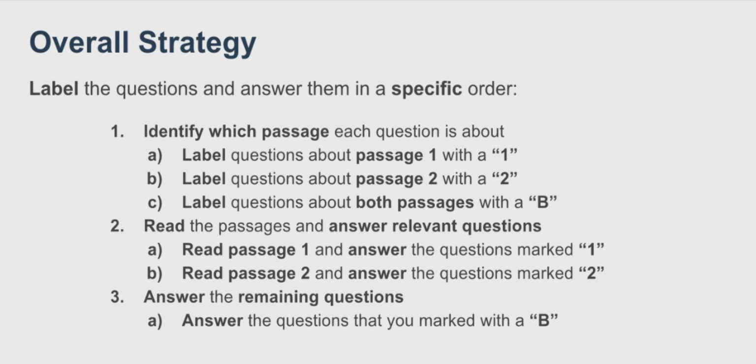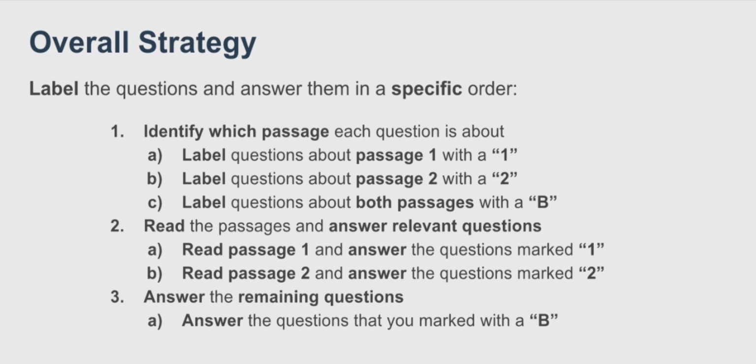The next thing that you're going to do is read the passages and answer relevant questions. So you're not just reading the passage straight through and then answering all the questions. You labeled the questions for a reason. You're going to read the first passage out of the pair and then answer the questions marked 1. So the questions that are just about that passage, you shouldn't have to worry about the second passage at all when you're answering those. You should just be able to answer them right after reading passage 1.